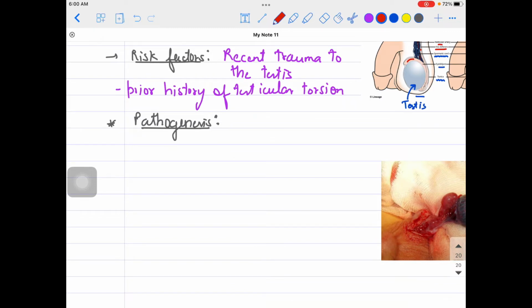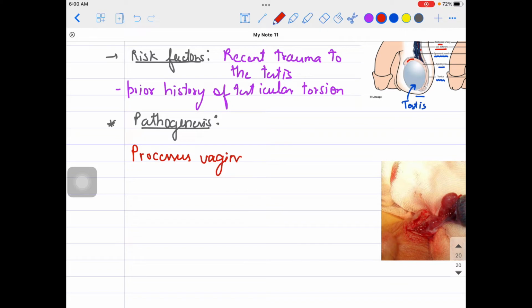Before birth, the testis moves through the inguinal canal and into the scrotum. So there is a descent pathway. Sometimes this pathway gets affected. What I'm talking about is called the processus vaginalis.